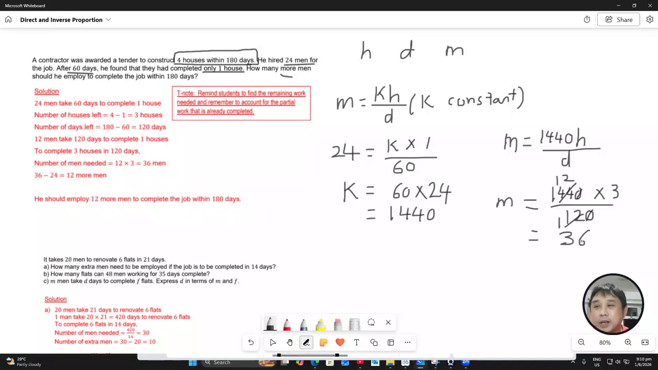So technically, if he is supposed to complete in time, according to the specifications, there should be 36 men over there. But the question didn't just ask for that. They asked how many more men. They used to have 24 men, right? But you have to have at least 36 of them. So that means the extra men would have to be 36 minus 24, which equals 12. 12 more men, okay? So that's how it works over here.